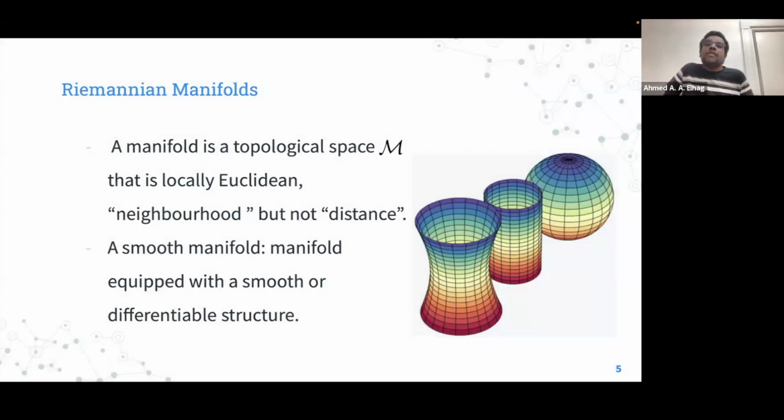Okay, so moving forward, also some concepts from manifolds, or what are Riemannian manifolds. I would like to make it as simple as possible. A manifold, you can think about it as a topological space that is locally Euclidean. It means that you have some neighborhoods around your points, but this is not the Euclidean distance. And a smooth manifold is just a manifold with a smooth or differentiable structure.